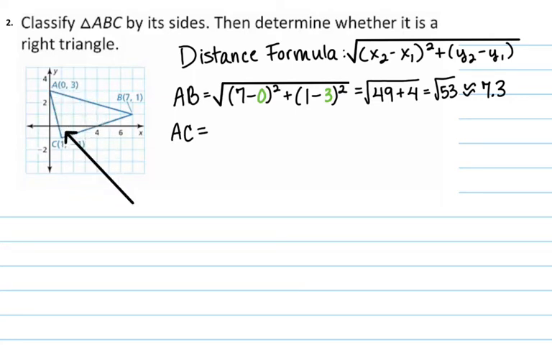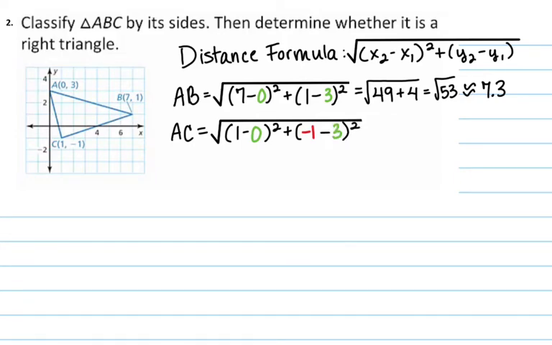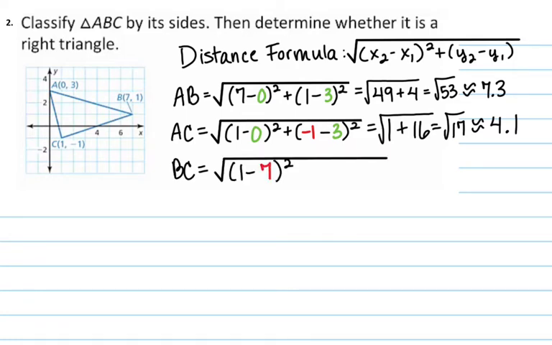So we're going to use (0, 3) and (1, -1), and plug that into the distance formula, x2 minus x1 squared plus y2 minus y1 squared. So when we subtract and square, you get 1 plus 16, or the square root of 17, which is approximately 4.1 units. And then the last will be the bottom, which is BC. We plug that into the distance formula, simplify, and you get the square root of 40, or approximately 6.3.